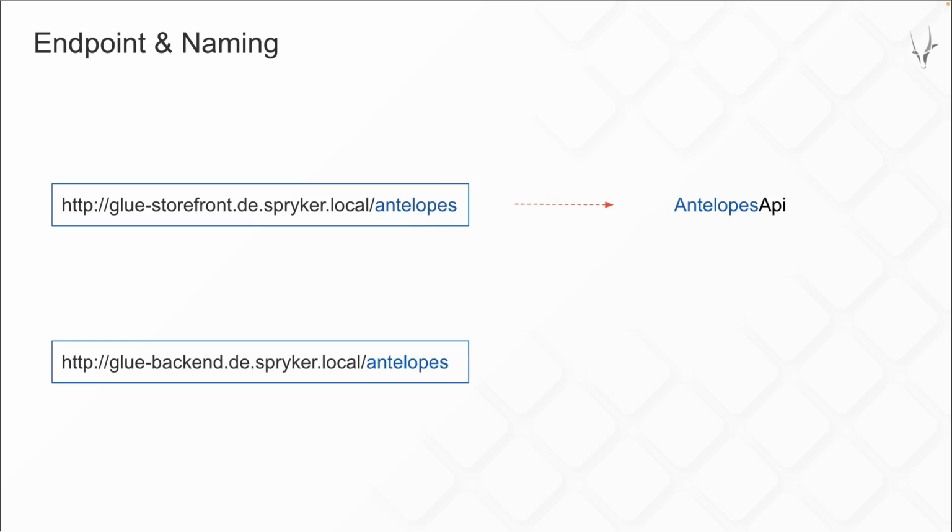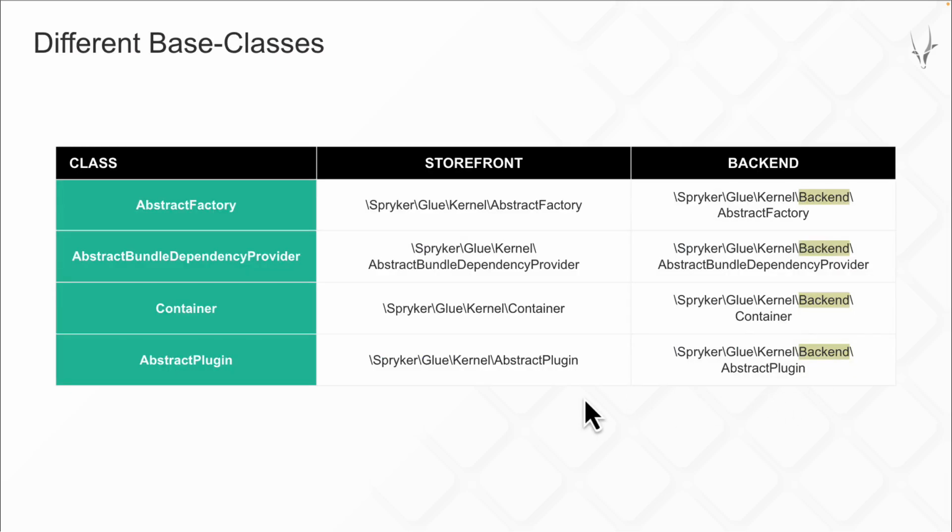In the case of the Backend API, we would have the endpoint Glue Backend. The name of the resource would be the same, but the module's name would be AntelopesBackendApi. So for the storefront, we use the Api postfix, and for the backend, we use BackendApi. Also, the base classes are different.